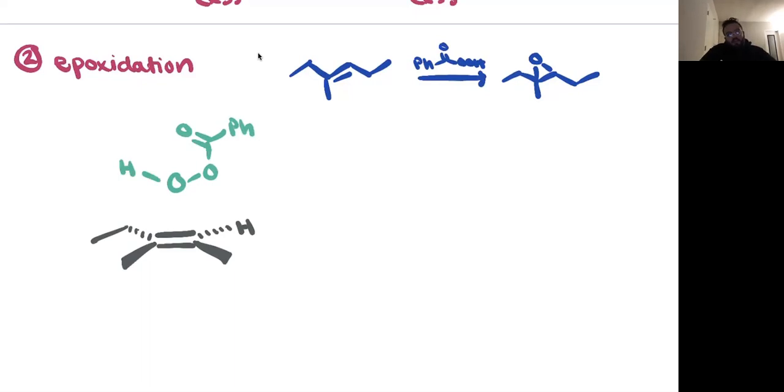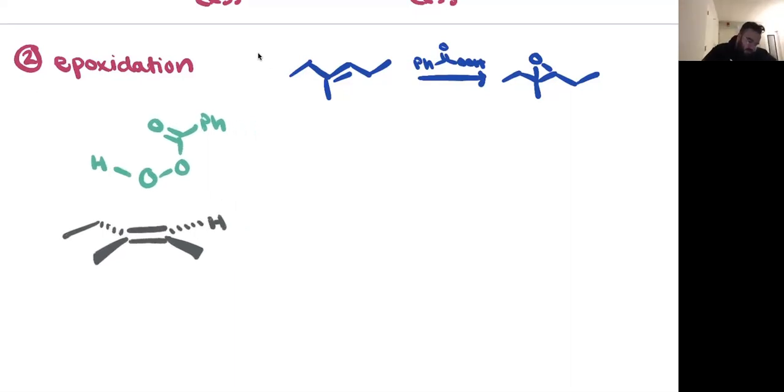So what I'm going to do is overlay my peroxy acid above this, as you see here, or it could be below. We could form two different stereoisomers here. But essentially, we're going to take the electrons from our pi bonds, add it to our oxygen, and break our oxygen-oxygen bond to form a carbon-oxygen double bond.